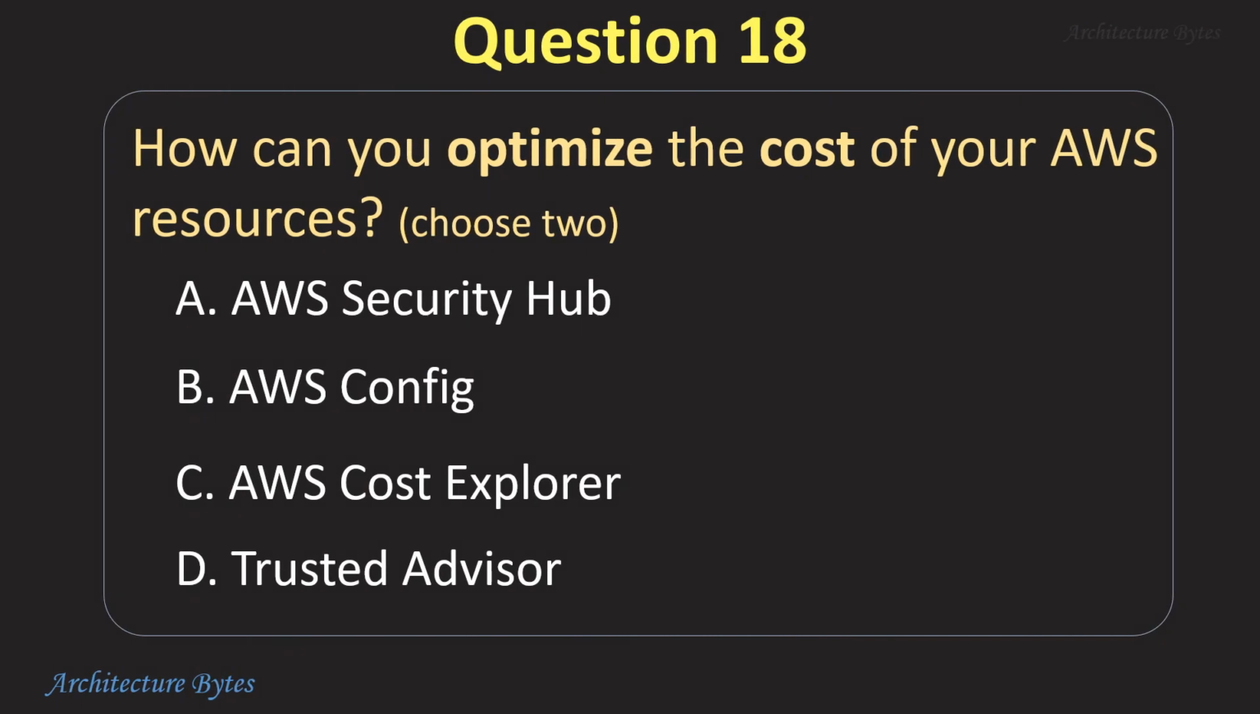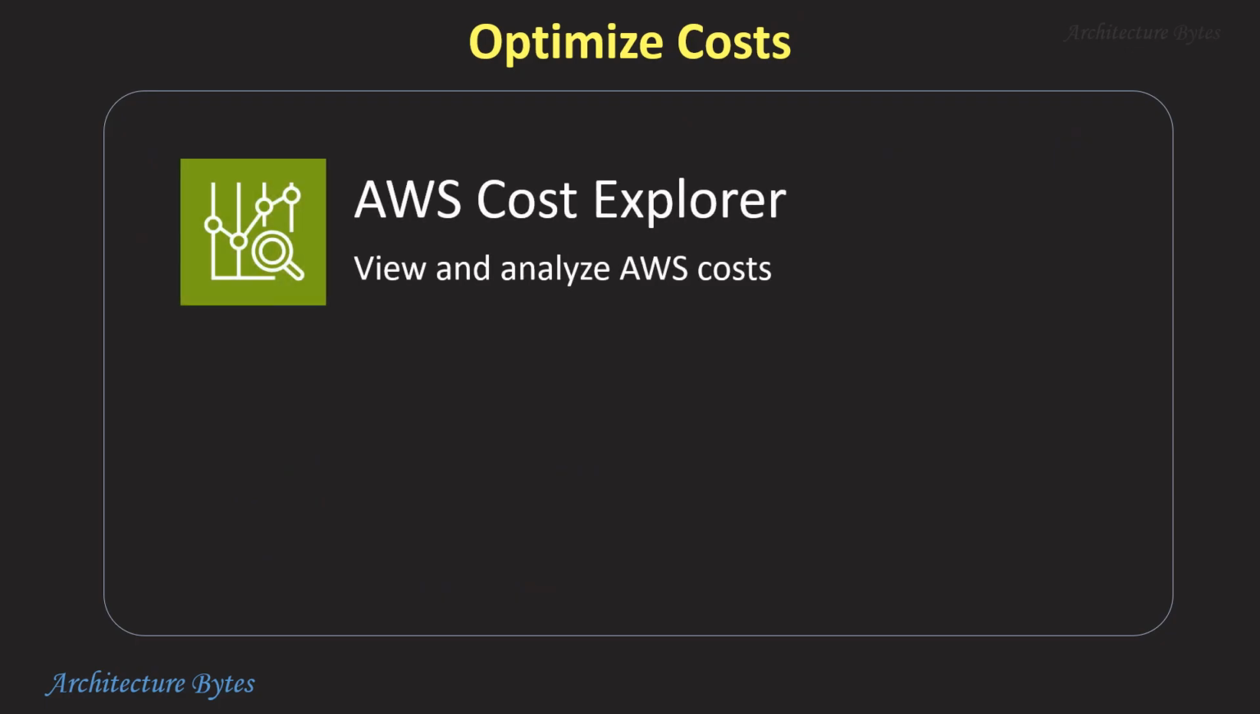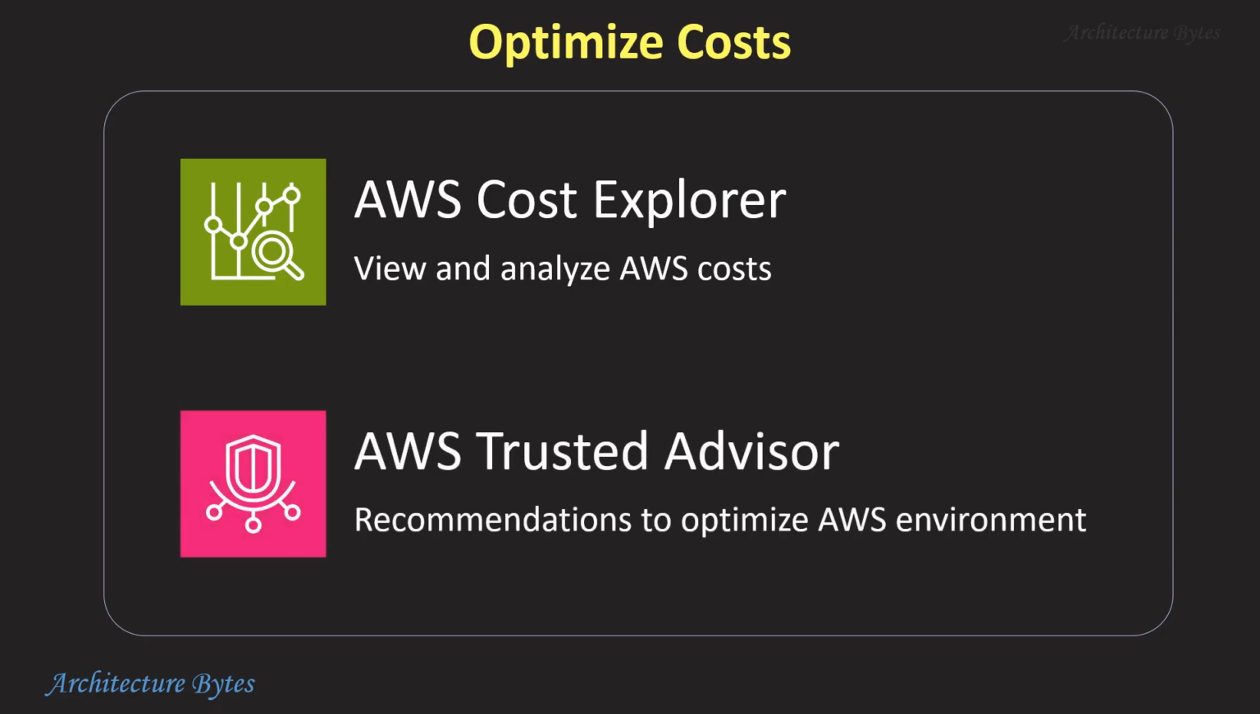How can you optimize the cost of your AWS resources? AWS Cost Explorer is a tool that allows you to view and analyze your AWS costs and usage in detail, identify cost drivers, and gain insights to better manage and optimize your costs. AWS Trusted Advisor is a service that provides real-time recommendations to optimize your AWS environment across cost, performance, security, fault tolerance, and service limits following best practices.